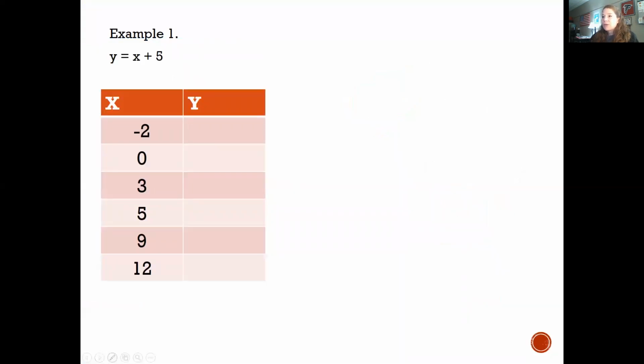All right, so if you have an equation, it represents a function. So I want you guys to pause the video. I want you to practice plugging X into the equations and figuring out the Y values.